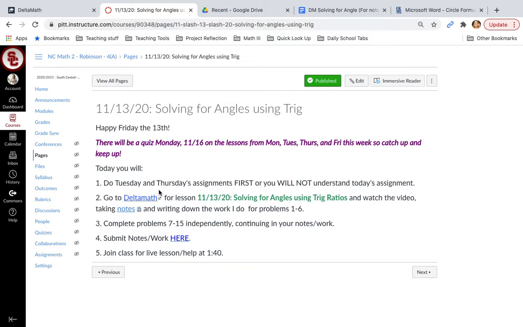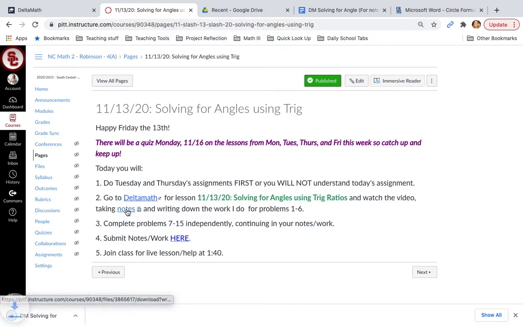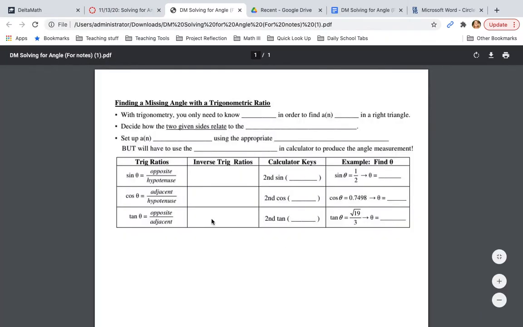So first thing today, if you have not done Tuesday's or Thursday's assignment, you need to make sure that you understand what we have learned so far about using right triangle trig. And then you will go to Delta Math and complete today's assignment, which is solving for angles. Watch the video, and for the first part of the notes, if you click here and you have the capability to print, or if you'd like to go ahead and pause it and copy this down, we're going to be filling this in on the first part of the notes. So you can go to print if you're able to do so.